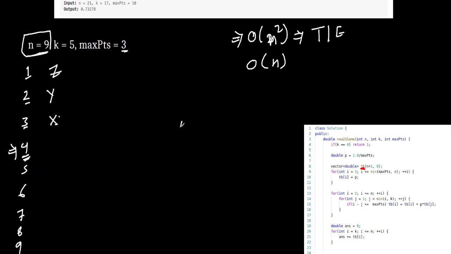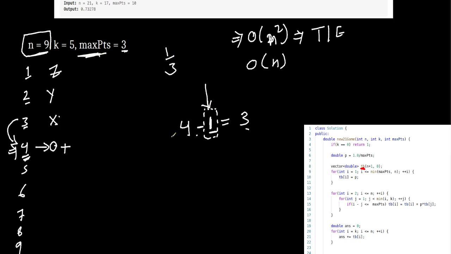Now 4 minus 1 point equals 3. So we know from 3 we can go to 4 if we draw 1 point, and that means for 4 we add the value. Let's assume it's initially 0, so 0 plus the probability of 1, because we are going from 3 to 4 by drawing 1 point. The probability of 1 is 1 over 3, which is 1 over the max points. So 1 over 3 is the probability to draw 1 or 2 or 3. Let's call this P.